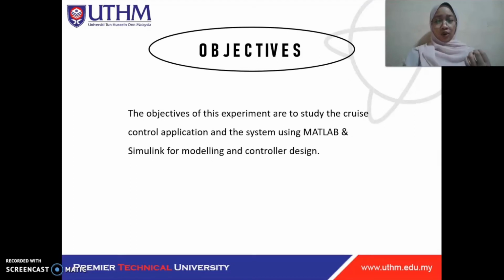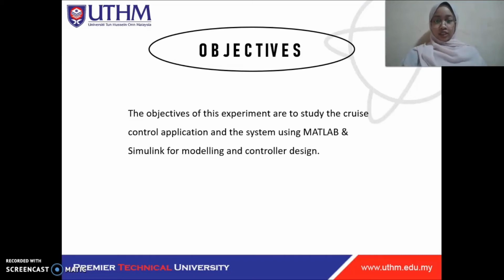The scope of this experiment is known as a radar cruise control system. This technology works to automatically adjust the vehicle speed to adapt to the speed of the vehicle in front of it, and also to maintain a safe following distance between the vehicles in front of you or behind it.